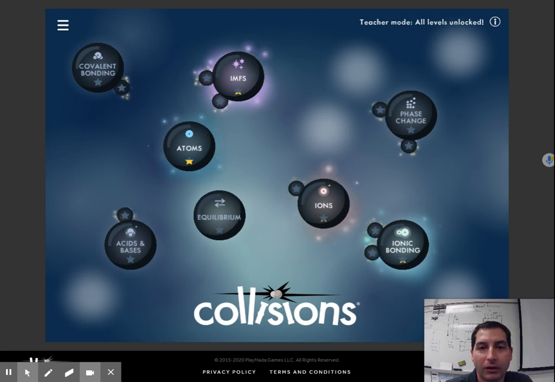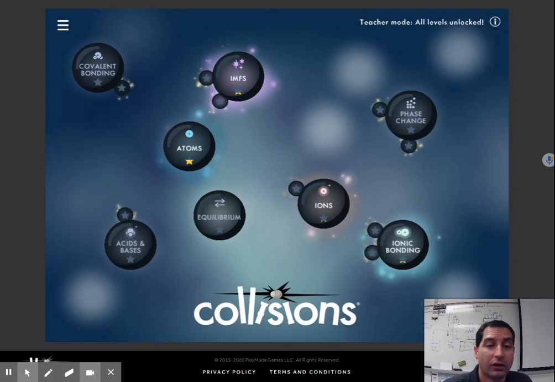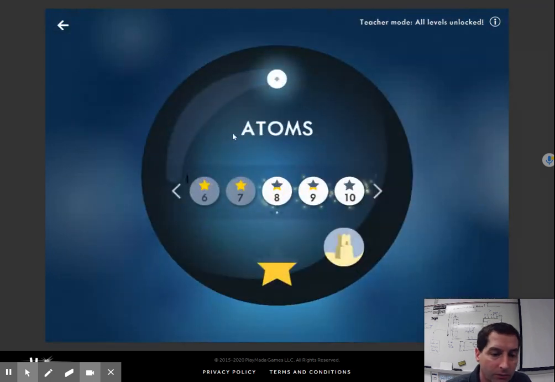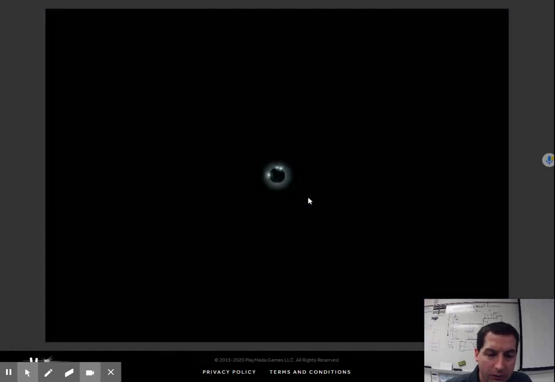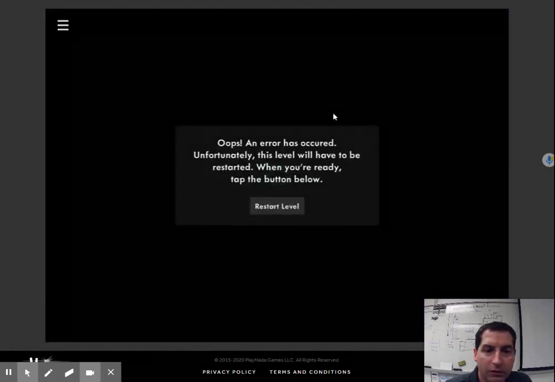Hey everybody, I wanted to show you Collisions Chem. There's a couple of the levels in atoms that are a little tricky with the electrons, so let's take a look at those. So if I come in here to atoms, once we get up in these upper levels, this is going to be level 9.